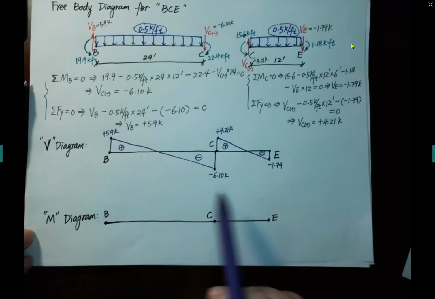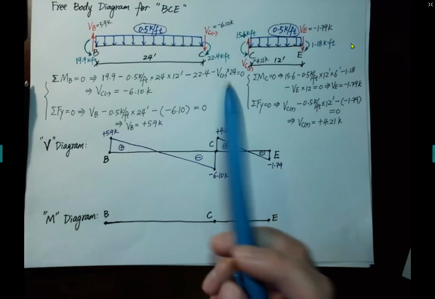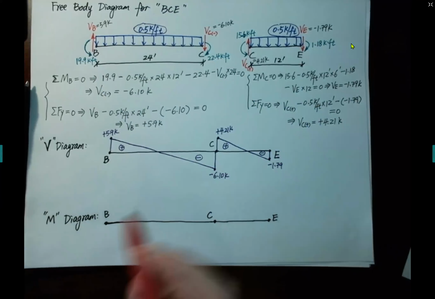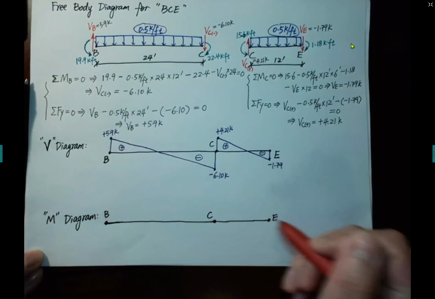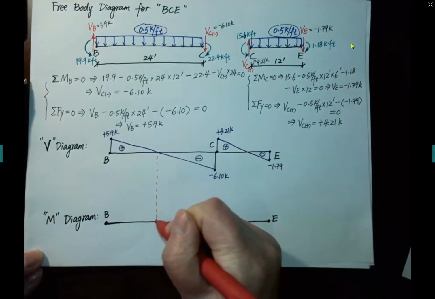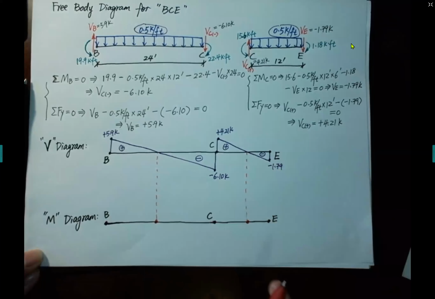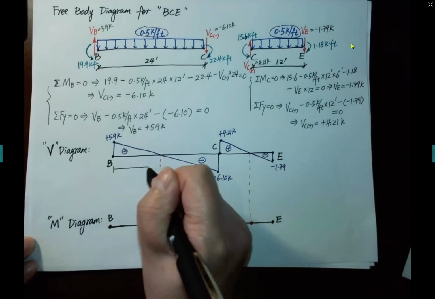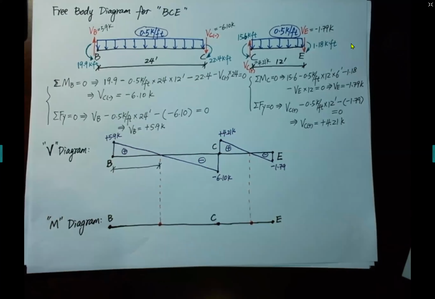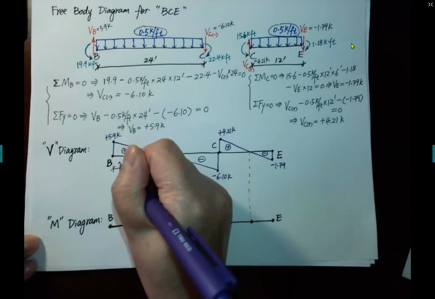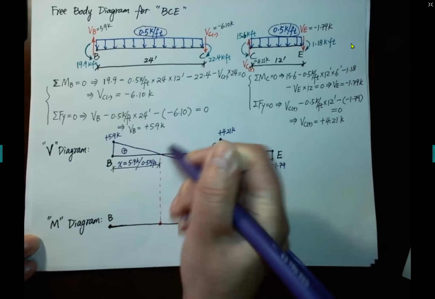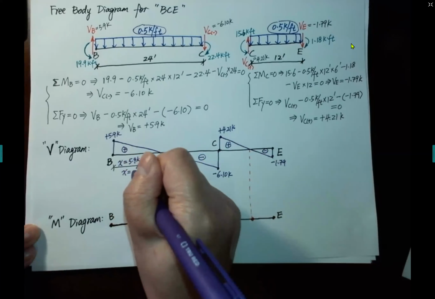After we get the shear diagram, we can draw the moment diagram. According to the free body diagram and the moment distribution table, we already identified the moment at each joint. The key points for the moment are the beam end supports as well as the points where shear equals zero. Those key points possibly have the maximum moment. Then we need to identify the location. In order to calculate the location, x equals 5.9 divided by 0.5 kip per linear foot, and this location equals 11.8.